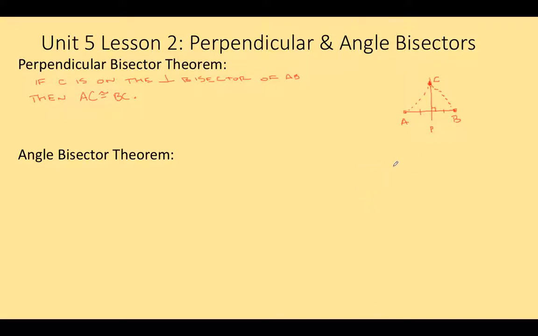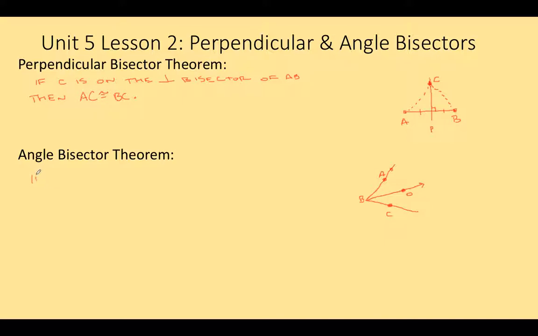Now, the angle bisector theorem. So let's say that we take any old angle here, maybe call it angle A, B, and C. And then we have an angle bisector. So we're cutting this angle in half. And let's say that this is point D here on our angle bisector.